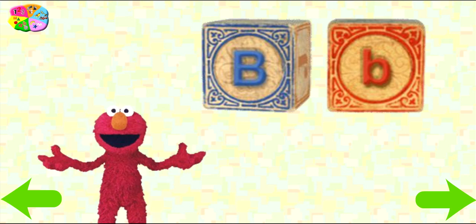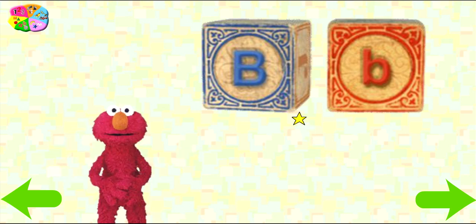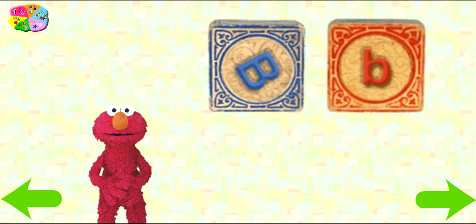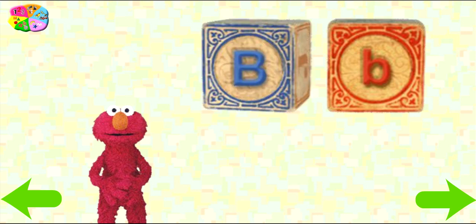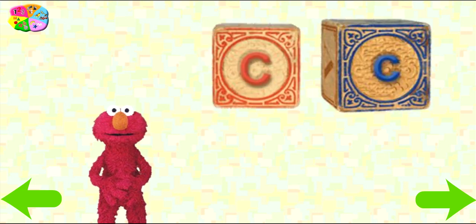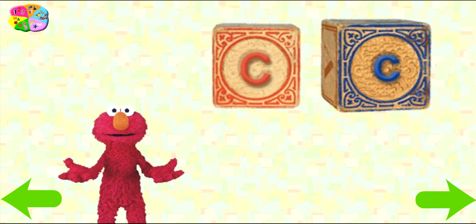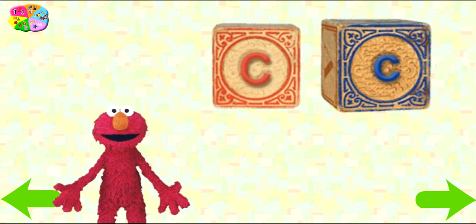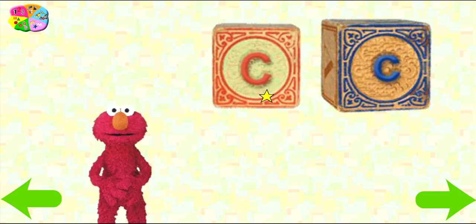B. What sound does that letter make? B. Bell! C. That's the next letter of the alphabet. What sound does it make? K. C!